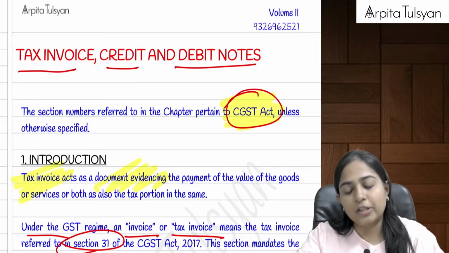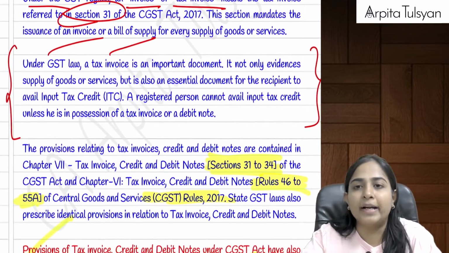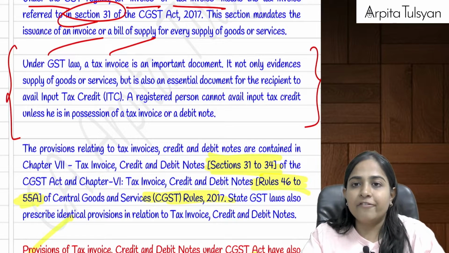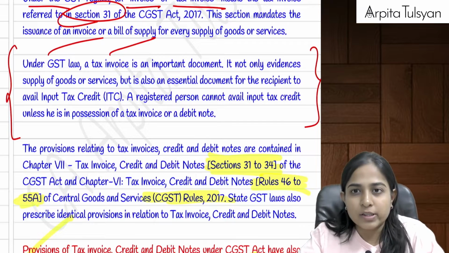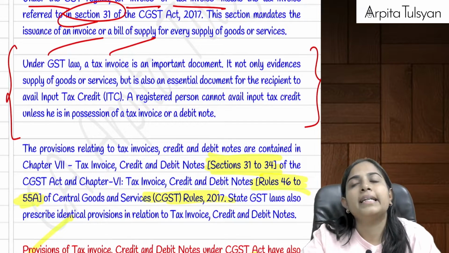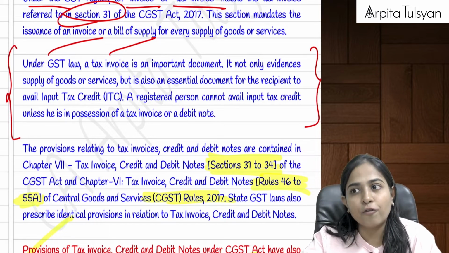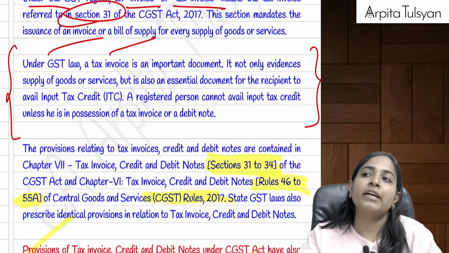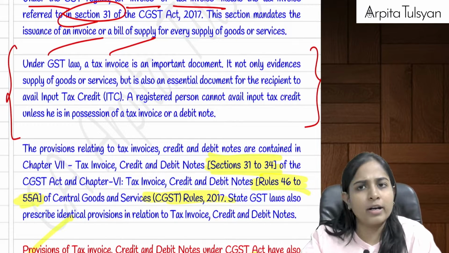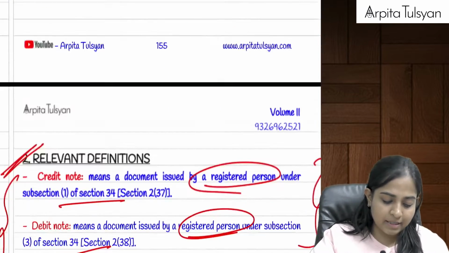In this particular chapter, the first thing that we need to study is about the tax invoice. It is the document that we are going to issue if we are making any taxable supply of goods or services. If we are making any exempt supply of goods or services, or if we are a composition scheme dealer, then we are not required to issue a tax invoice. We will be issuing a document called a bill of supply, right?